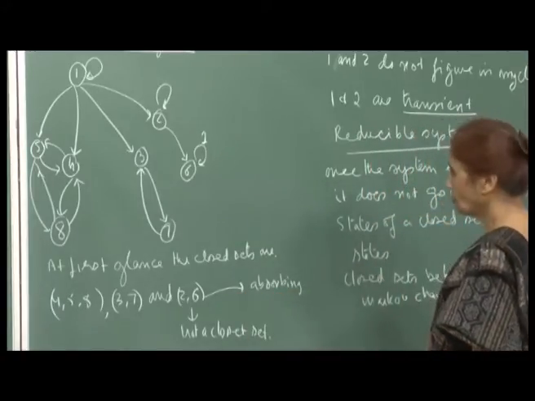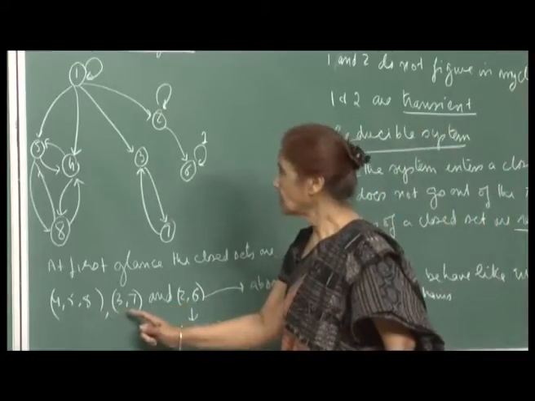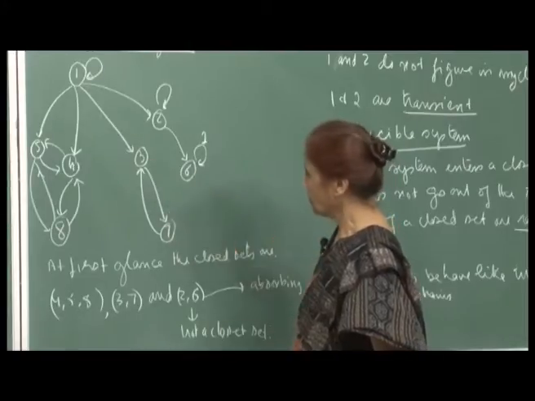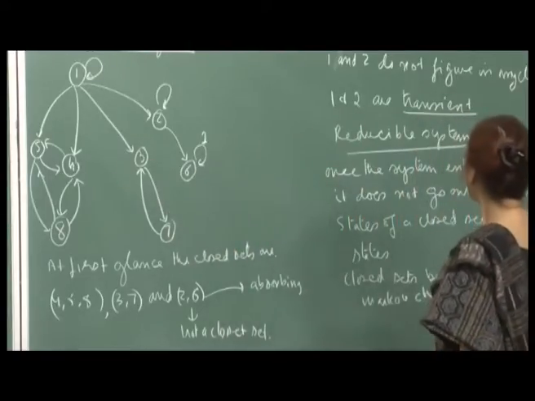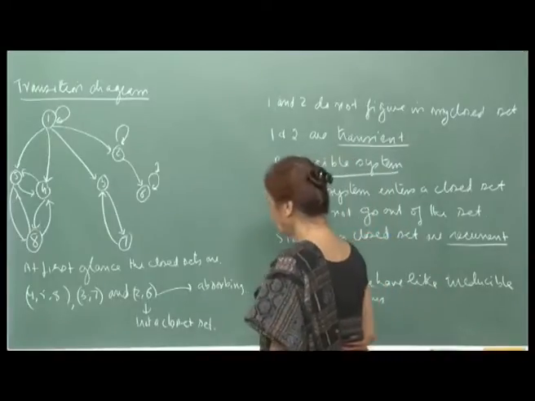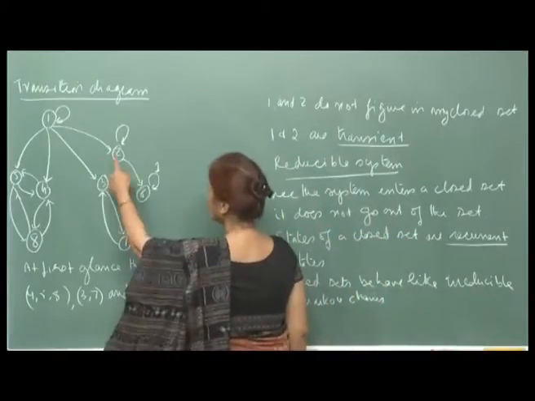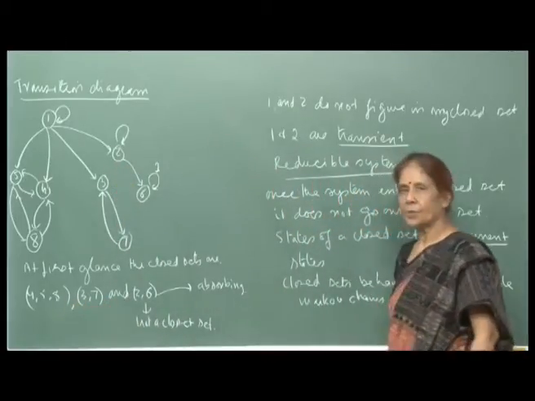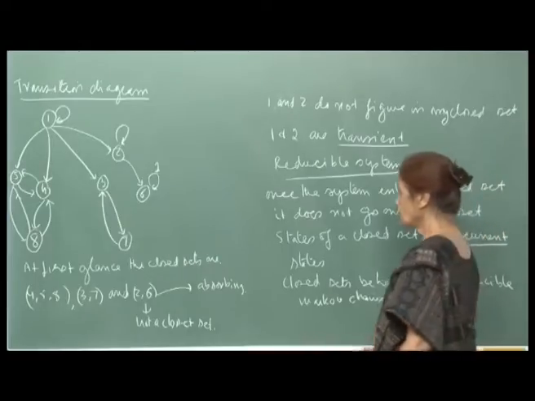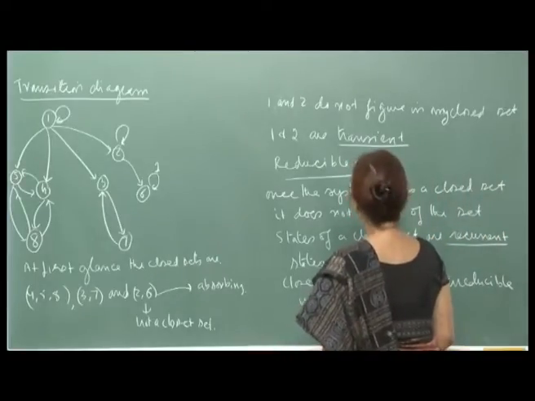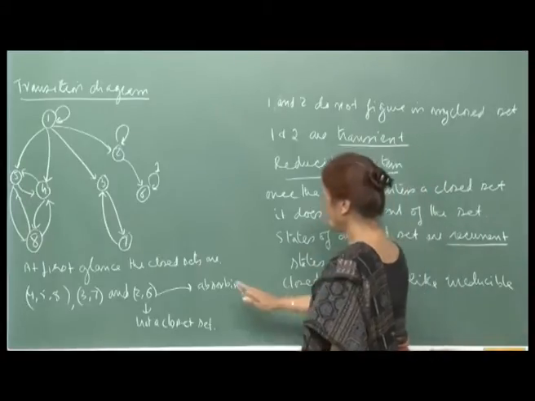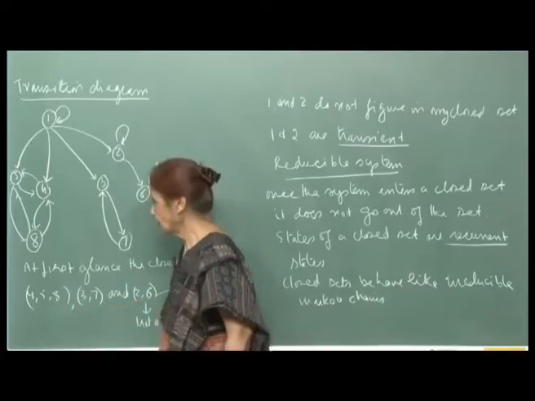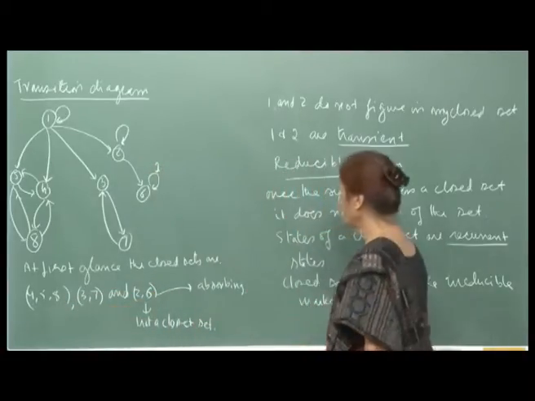Therefore, you have 2 closed sets, which are 4, 5, 8 and 3 and 7, that for sure, because you have an arc from 3 to 7 and 7 to 3. Now, 1 and 2 do not figure in any closed set. So, states 1 and 2 do not figure in any of the closed sets, and such states we define as transient. And since you have more than one closed set in the system, this is a reducible system. Okay. So, that is another thing.